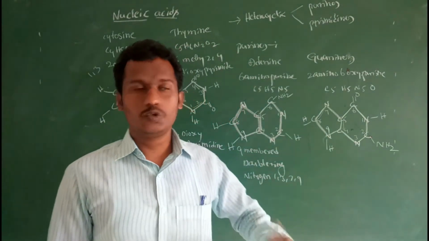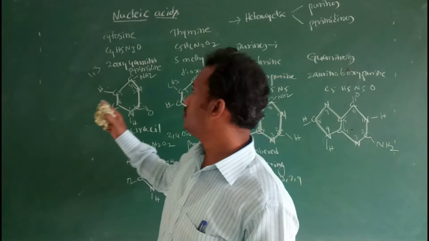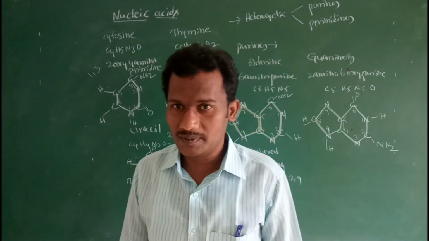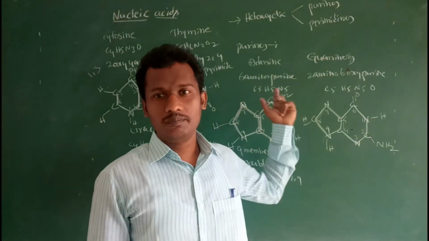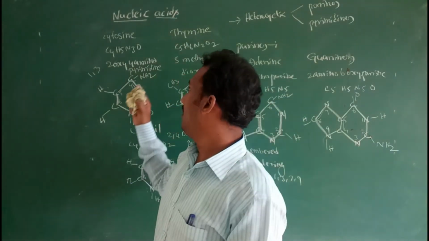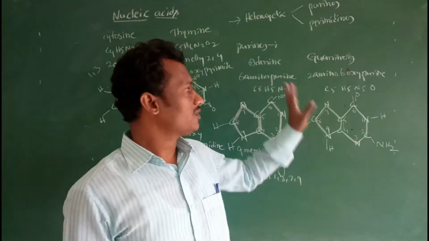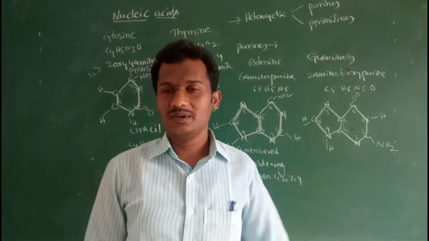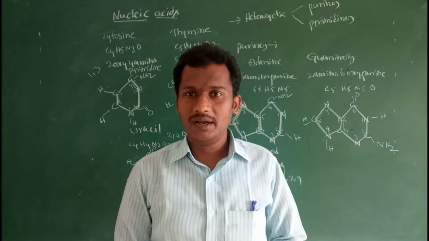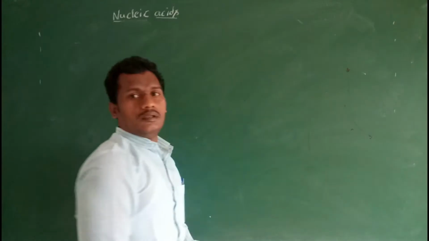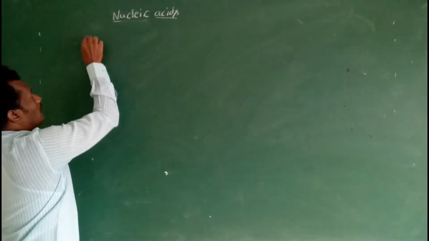So in DNA, 2 purines, adenine and guanine, and 2 pyrimidines, cytosine and thymine, are present. In RNA, 2 purines, adenine and guanine, and the pyrimidines cytosine and uracil are present. So those are the nitrogen bases. Next, coming to sugar, pentose sugar.